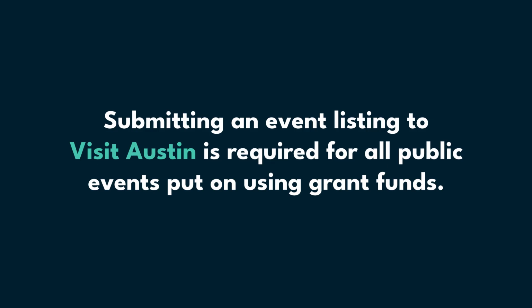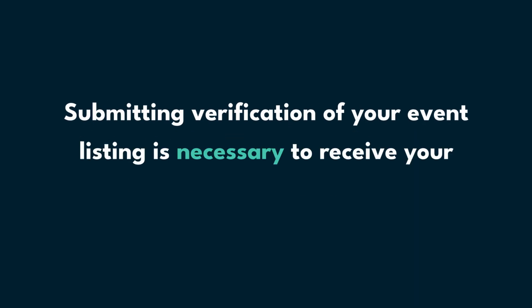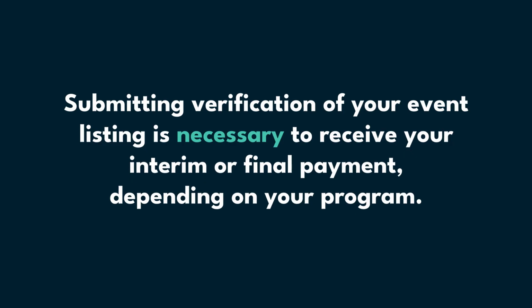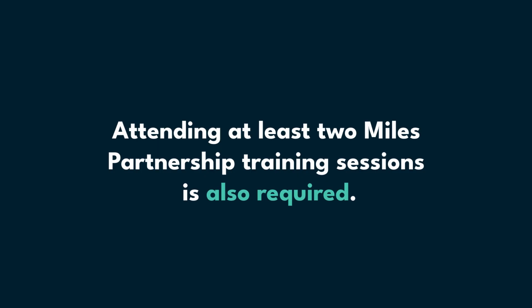Completing the award process. Submitting an event listing to Visit Austin is required for all public events put on using grant funds. Submitting verification of your event listing is necessary to receive your interim or final payment, depending on your program. Attending at least 2 Miles Partnership training sessions is also required.